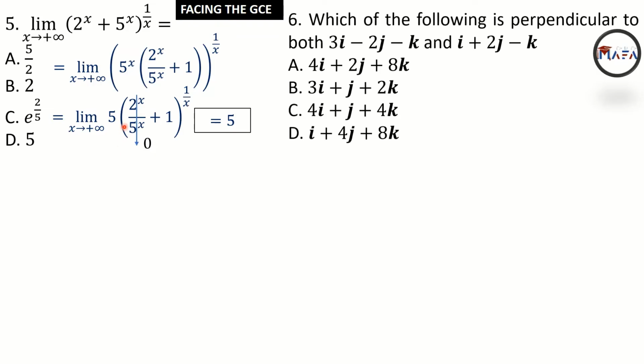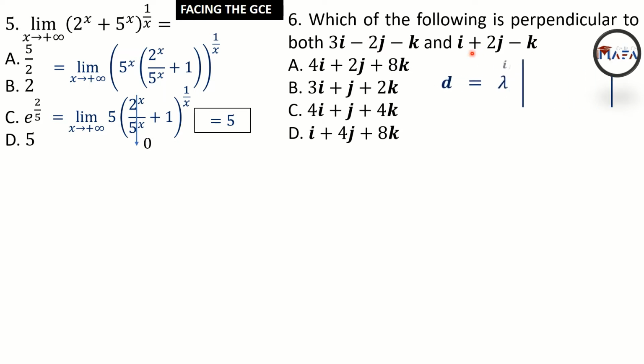Alright, question 6 on vectors. It reads, which of the following is perpendicular to both 3i minus 2j minus k and i plus 2j minus k? So a certain vector which is perpendicular to this vector and this vector is just the cross product of these two vectors. That is, any vector that is parallel to the cross product of these two vectors.